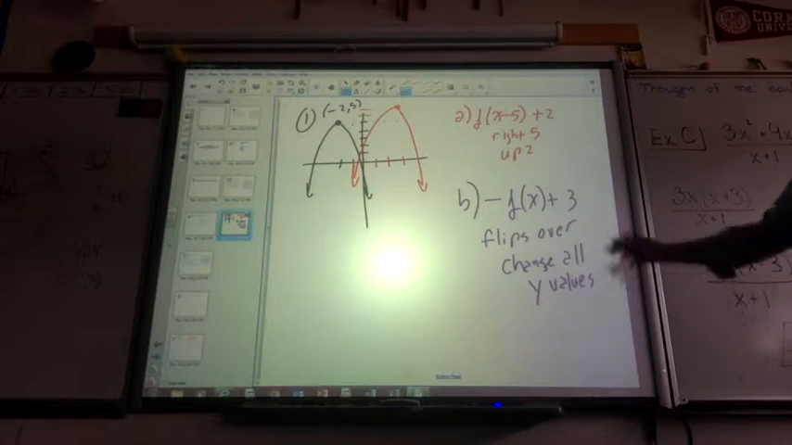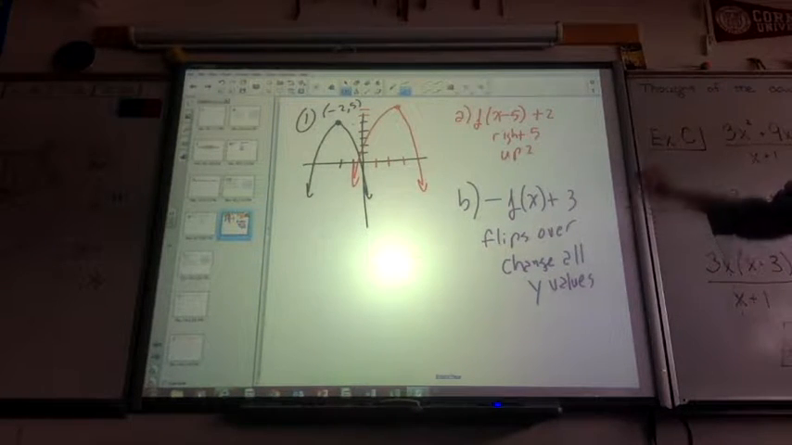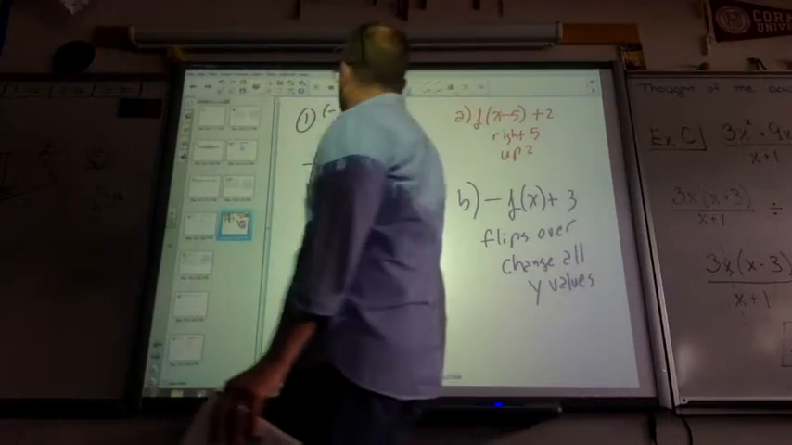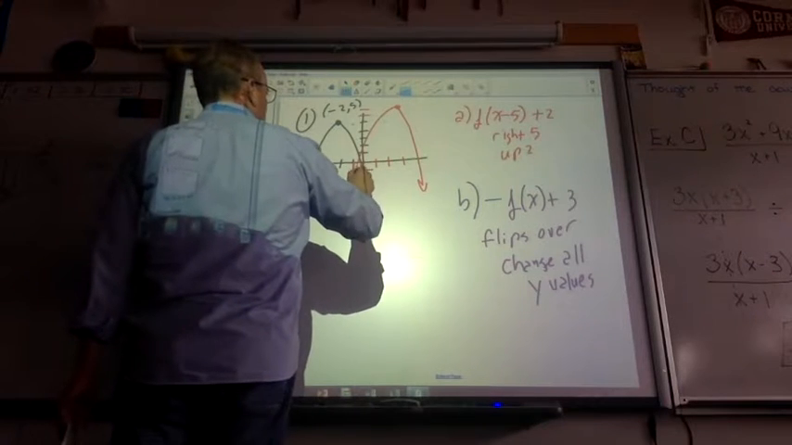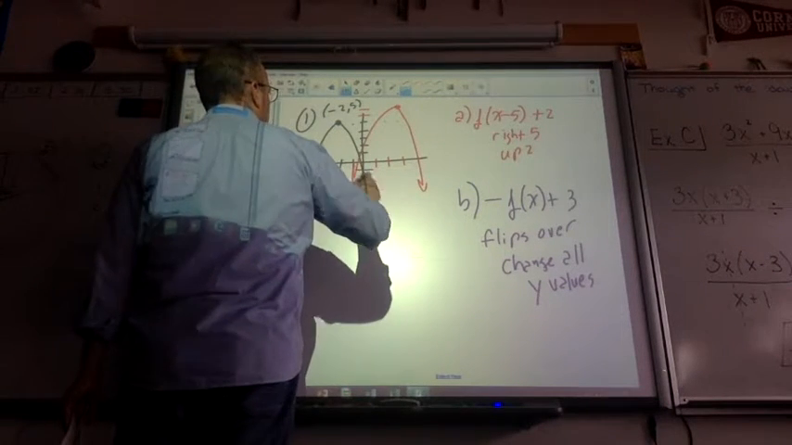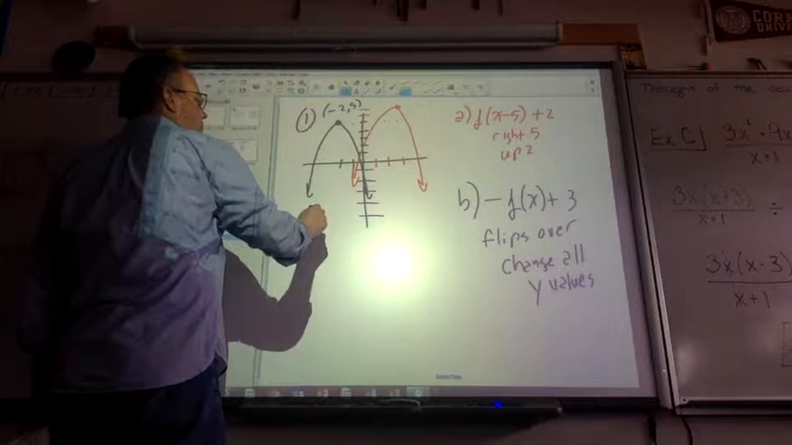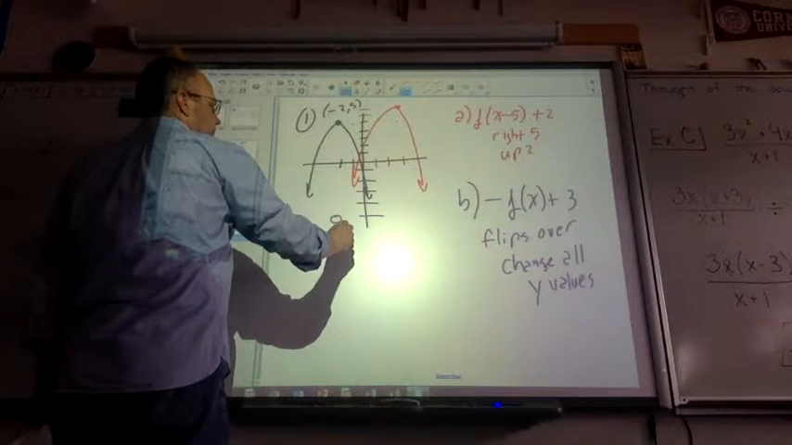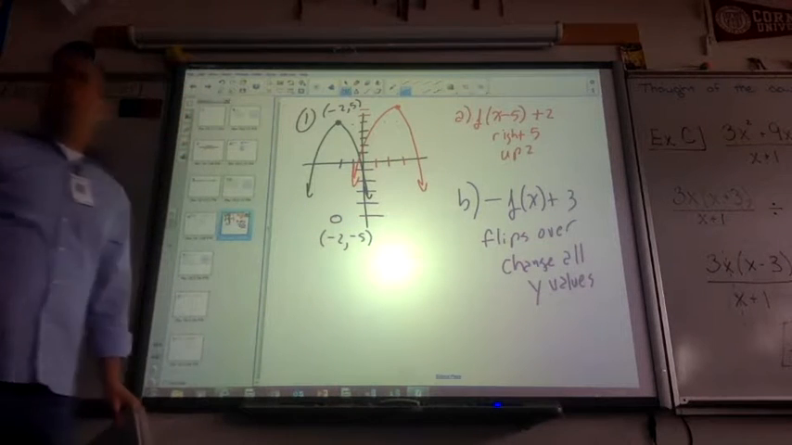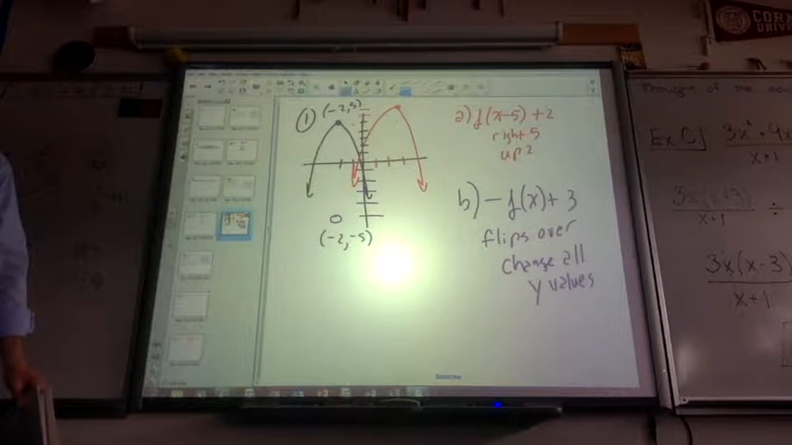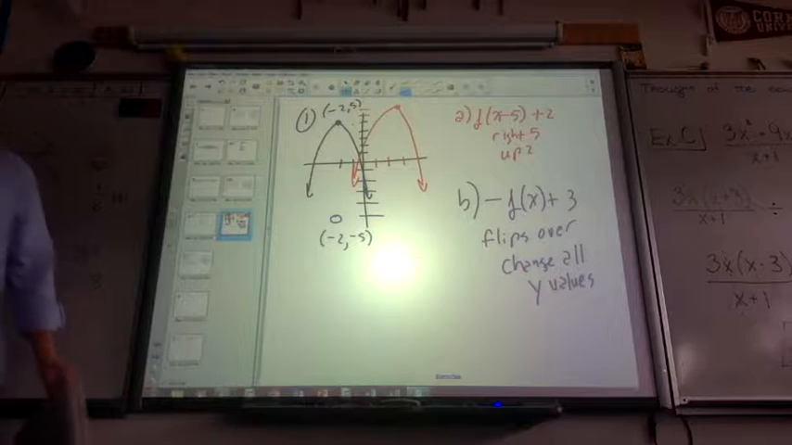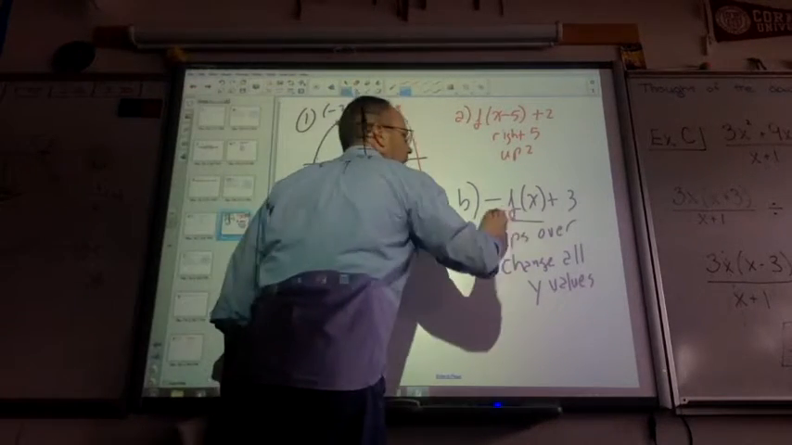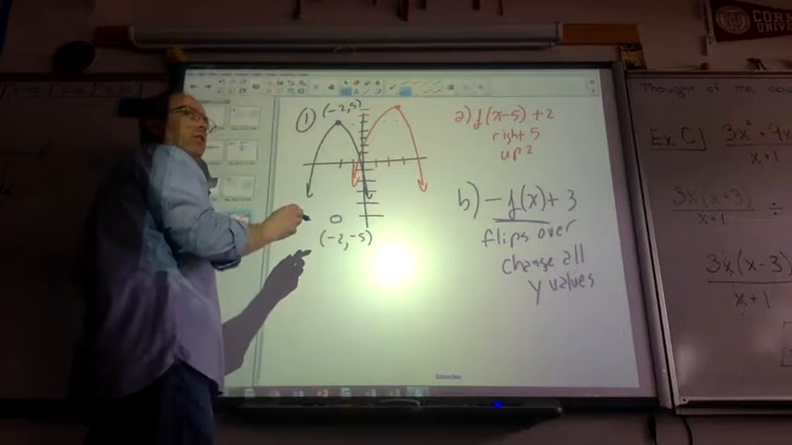All right, so this flips over, so it opens opposite, and it changes all the y values. So if I look at this, my new y value is going to be down 1, 2, 3, 4. So this is now going to come down here, and I'm going to make this a round point for right now, because I'm not done with that point. And I'm going to go up 3. Awesome. So this took place because of this right here. Does that make sense? Yes.